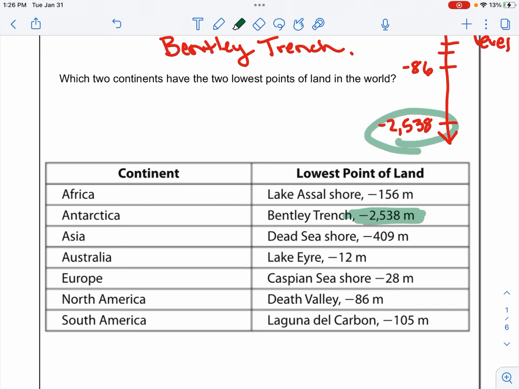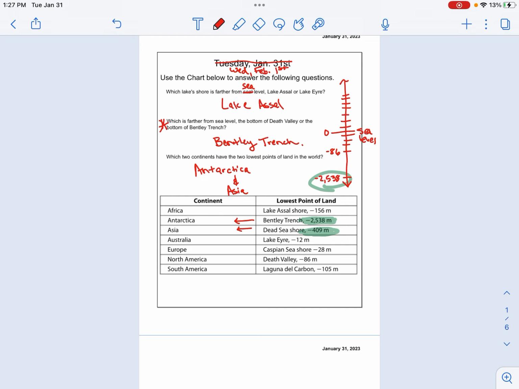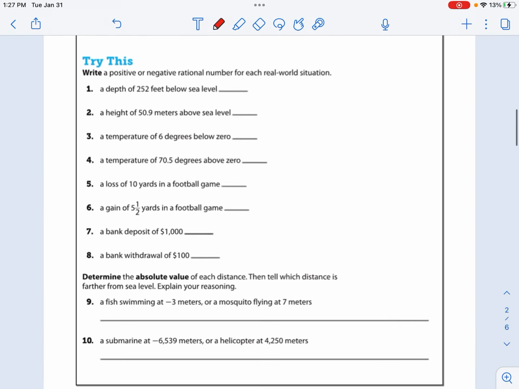So let's find the next biggest number. To me it looks like right here, the Dead Sea Shore, negative 409. That is the next biggest absolute value. So those are our 2 lowest, and we're going with the continents. It wants to know which continents have the lowest points of land. So that's Antarctica and Asia that have the lowest points of land. All right, great job.